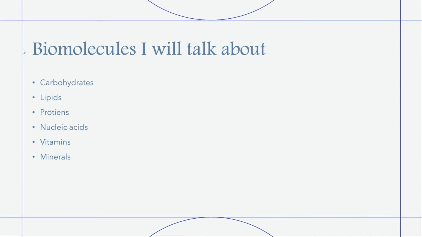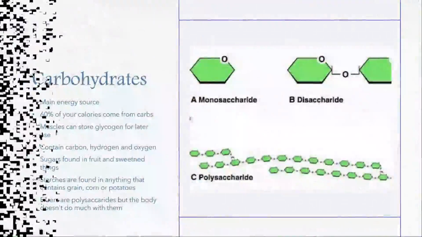Bionutrients are essential for the survival of most organisms. There are 6 different categories of biomolecular nutrients that mainly include carbohydrates, lipids, proteins, nucleic acids, vitamins, and minerals. Starting with carbohydrates.